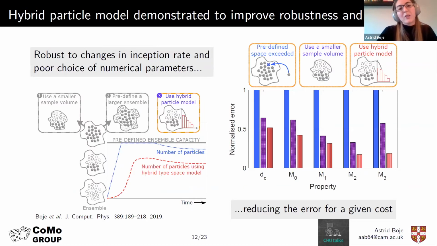This is sketched on the left-hand side of my slide here, where if we go back to this original case where we were running out of space in the predefined ensemble, we now have this third option, which is to use the hybrid particle model. This allows us to avoid this problem because we can track practically arbitrarily many particles in a much more simple way, and then we can just use the detailed particle definition where we need it. This results in lower error for a given cost. So that's why it improves the efficiency of these simulations. And you can see that on the right-hand side here, where the red bars are much lower than the other two.